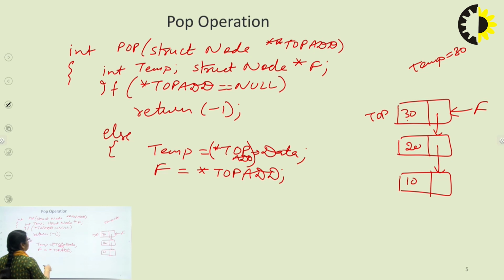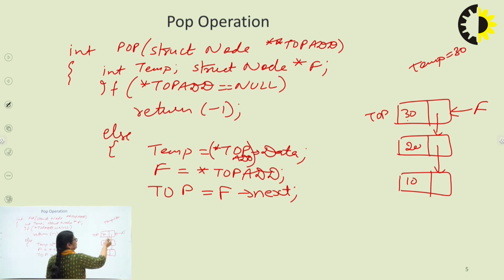Now what will be there? Top is to be changed. So what will be there? Top will move to next location. So what does it mean? It means top will be F next. What is F? F is pointing to this. Top will be F next. So it means top is pointing to this.